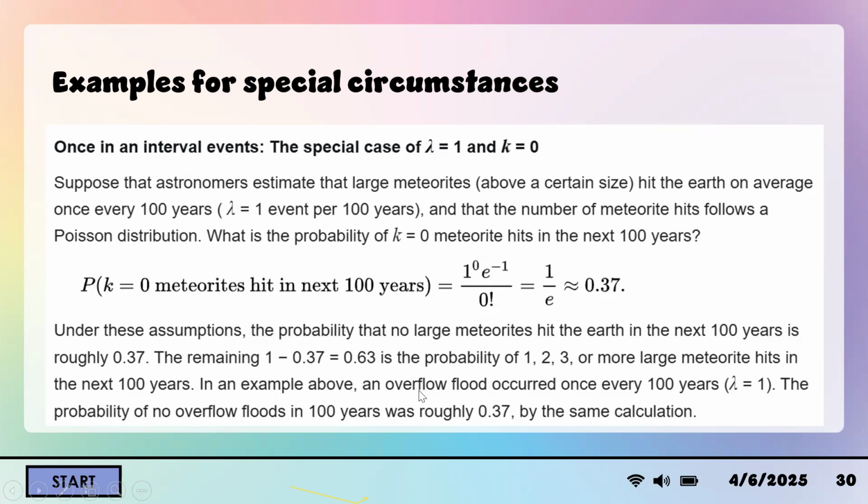In the example above, an overflow flood occurred once every 100 years, in which lambda is equal to 1. The probability of no overflow floods in 100 years was roughly 0.37, again by the same calculation.